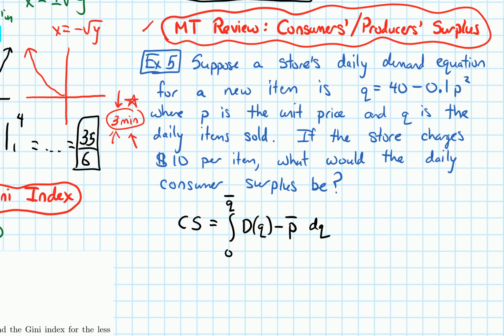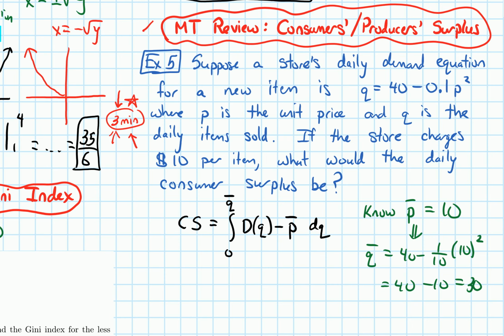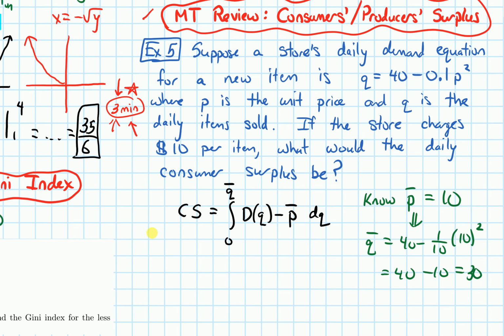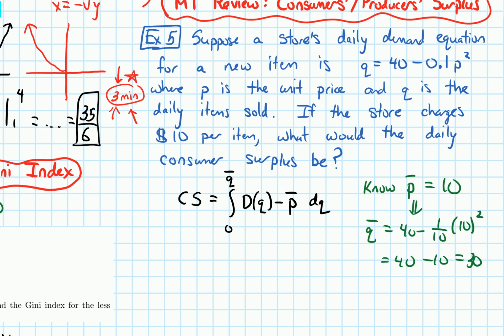Alrighty, so to begin us off with this, we actually know what p bar is, what the price is. It tells us it's $10. And if we know p bar, I can plug that into my demand equation to figure out Q bar. So if we did that, we would get that Q bar is 40 minus 0.1, which is 1/10, times 10 squared. So this is 40 minus, and one of the 10's cancel, and I'll get minus 10, and that's 30. Okay, so I know Q bar.